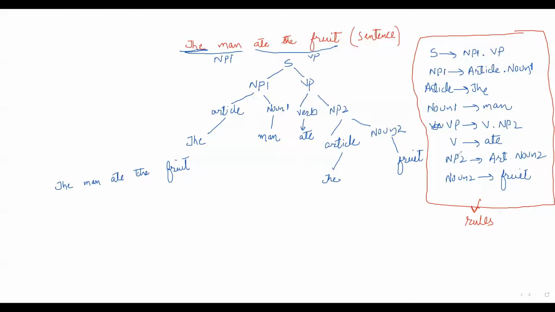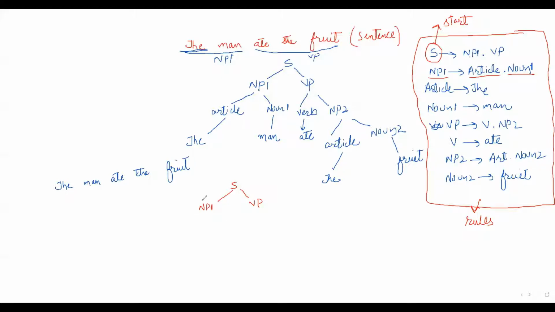Okay. So using these rules, I have started from this S. This is the start. This was actually our sentence. Using this S, I have first used this rule, noun phrase, verb phrase. So sentence can be written as noun phrase, verb phrase. Now noun phrase 1 can be written as article and noun 1, and verb phrase can be written as verb and noun phrase 2.